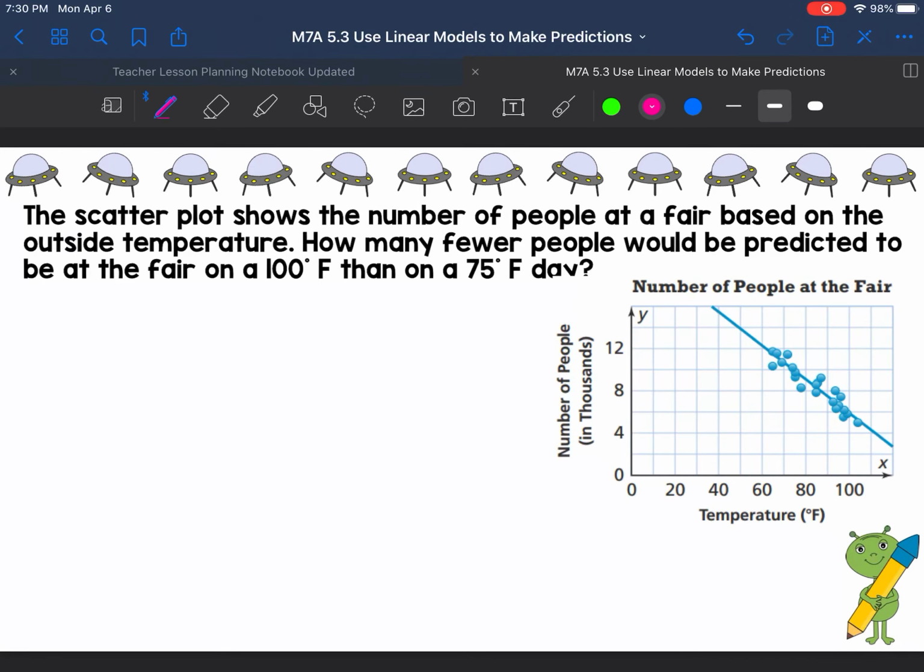If I look about here at 75, I can go up to about 10. So 75 gets me right there on that line. Oh wait, that's 70. I'm sorry, guys. 75, 10. That's right about there. I was like, wait, that line's off. So I can use 75, 10. Remember, when you're trying to find points on the line, try to pick points that are going to be easy to work with.